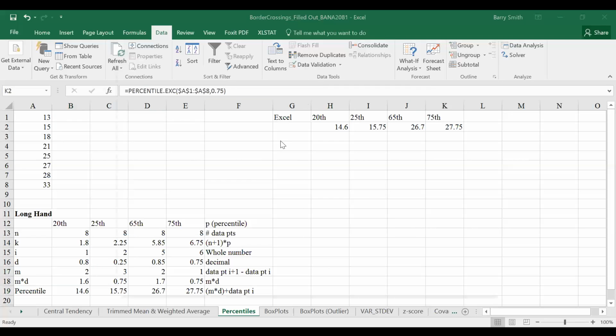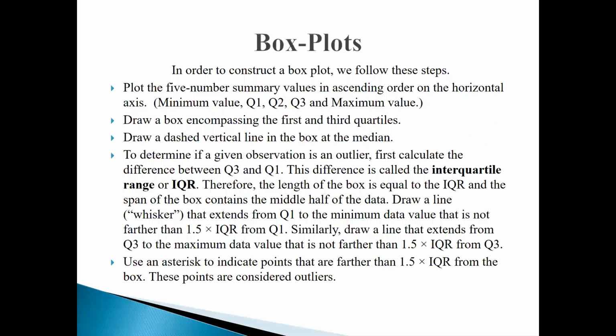All right, so let's go back to our PowerPoint. Now let's do box plots. Now, in order to construct a box plot, we need the following steps done. First, we need to find the 5-number summary. Well, what is the 5-number summary? Well, that's the minimum value, first quartile, second quartile, third quartile, and the maximum value. And we put them in ascending order on the horizontal axis or the vertical axis if you prefer to make them up and down. And then you're going to go from the bottom to the top.